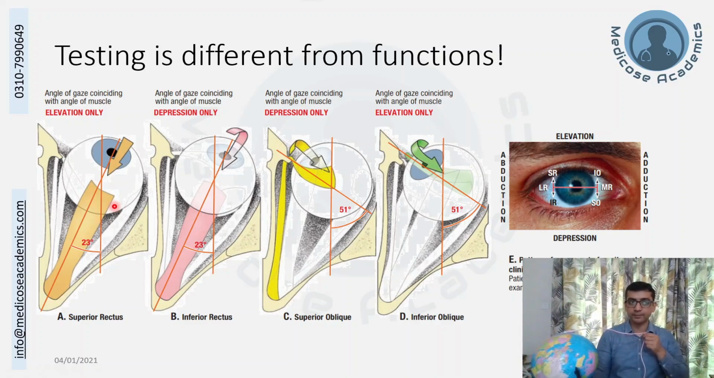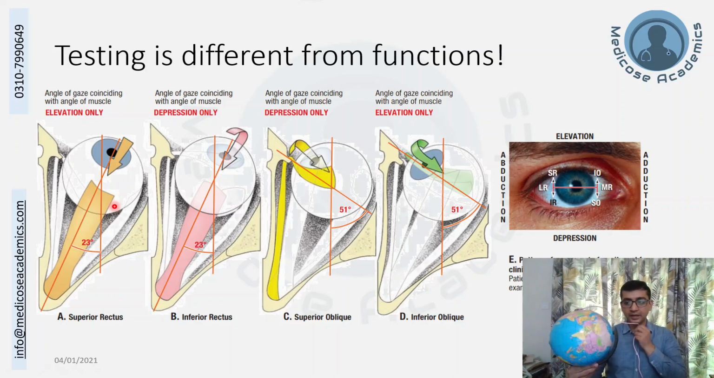It is shown in the first picture, picture number A, the one in orange, where my pointer is. So although abduction is not a function of the superior rectus, when we are looking laterally, the superior rectus is parallel to the long axis of the eye, and it will be the chief elevator. So when we have to check the function of the superior rectus in the right eye, we ask the person to look right and then look up, look laterally and then look up, and that is how we check the superior rectus.